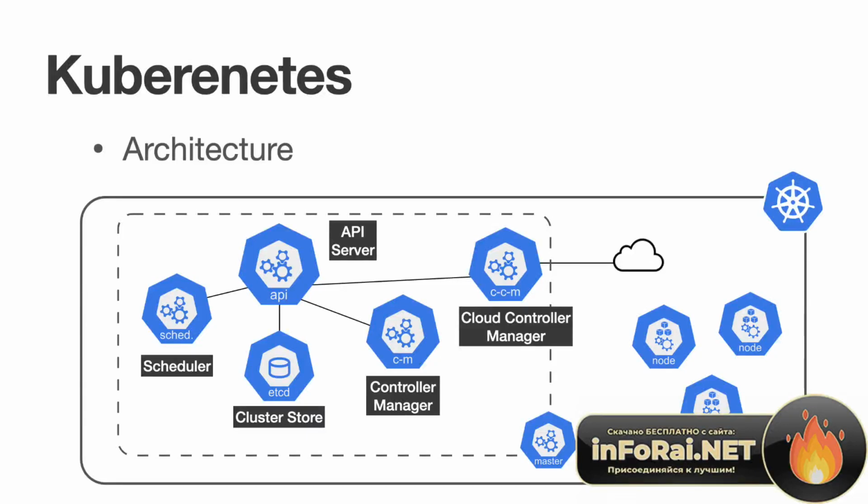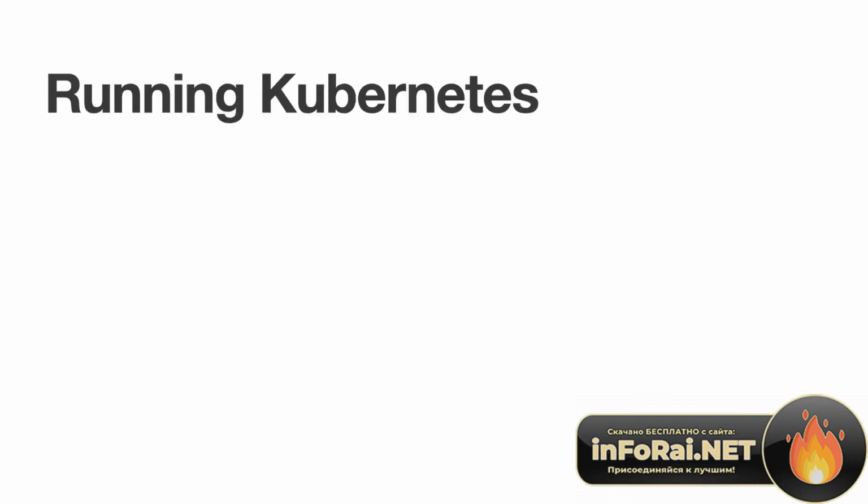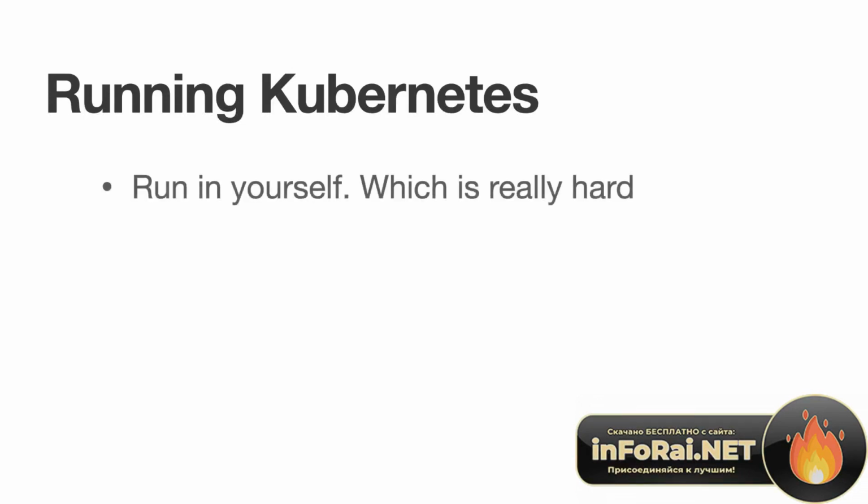Previously, you've learned about the Kubernetes architecture and you saw how all of these components work together and what their purposes are. Now let's focus on running Kubernetes. When it comes to running Kubernetes, we can do it in a couple of ways. One, we can run it ourselves, which is really hard, or we can use a managed solution. This is what most companies using Kubernetes in production adopt, because it removes lots of overhead when it comes to maintaining the cluster.